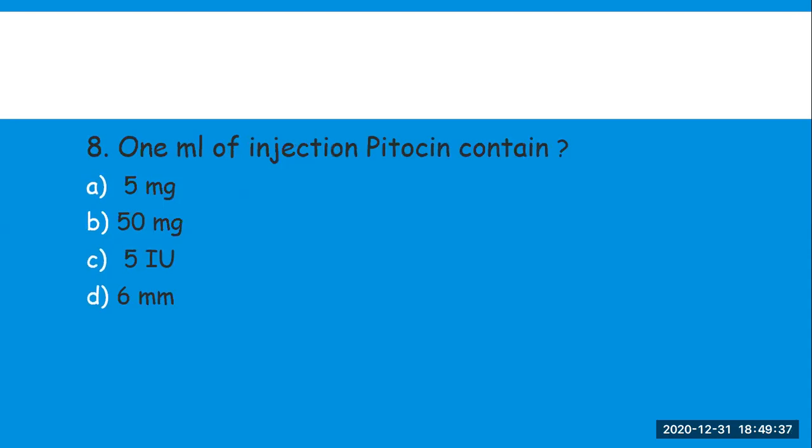Next question. 1 ml of injection Pitocin contains A. 5 mg, B. 50 mg, C. 5 international units, and D. millimeter. You must know that Pitocin is also known as oxytocin, and it is always given in international units. So the right answer is 5 international units.